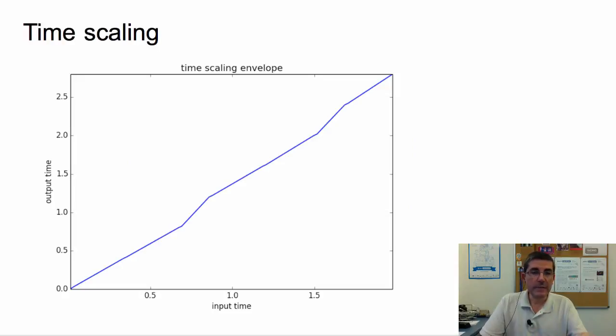So this would be, for example, a scaling envelope. So the scaling factor applied to a particular sound, and therefore it would be an envelope in which we'll read from the input time. So the horizontal axis is the input time, and it will assign an output time to every input time. So changing the reading position of the input time and modifying its length.